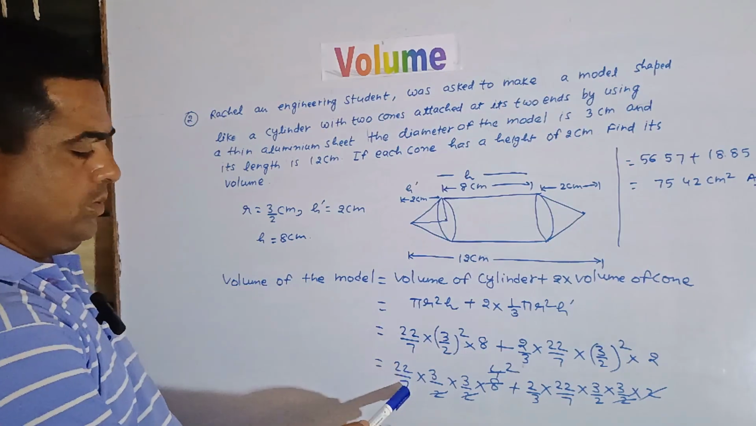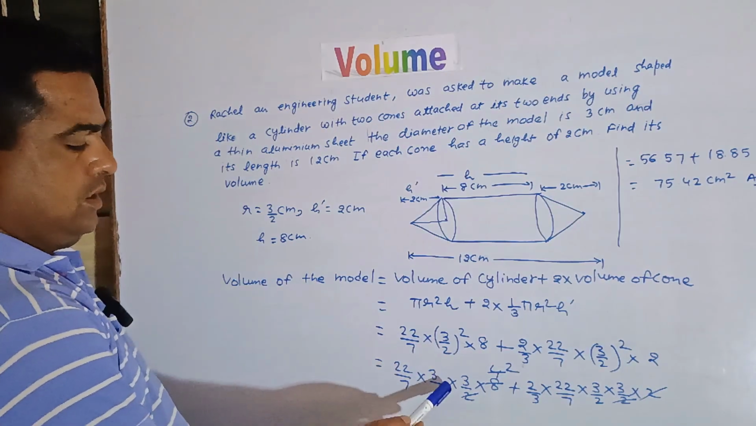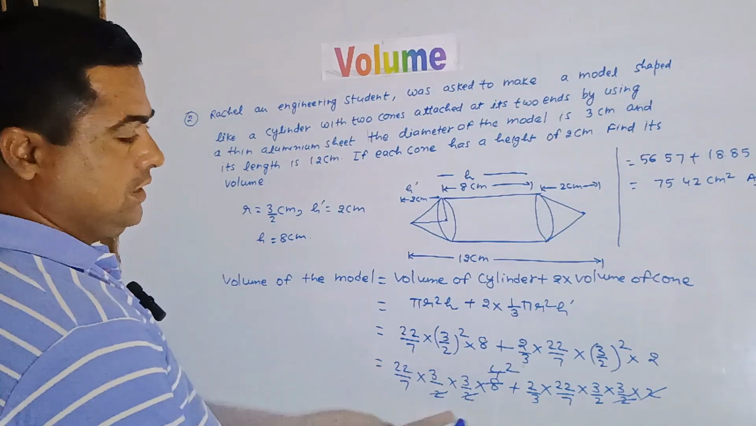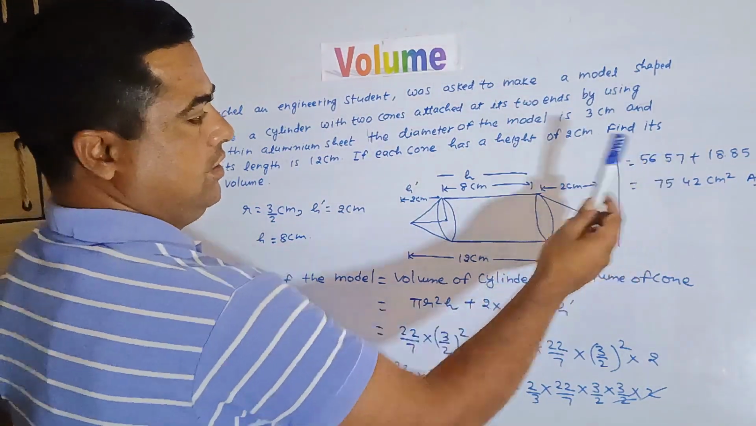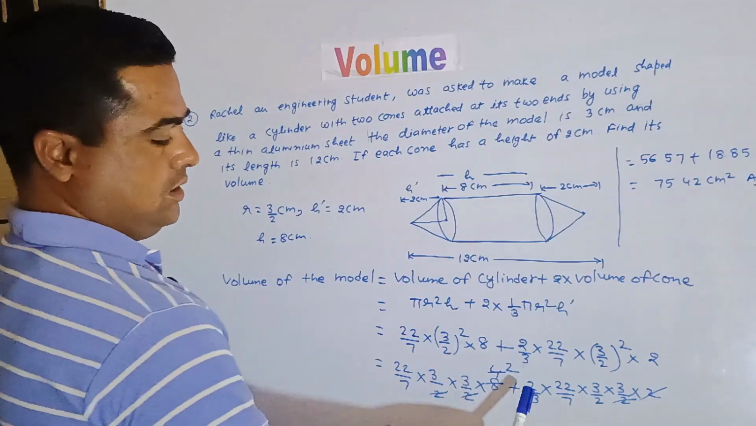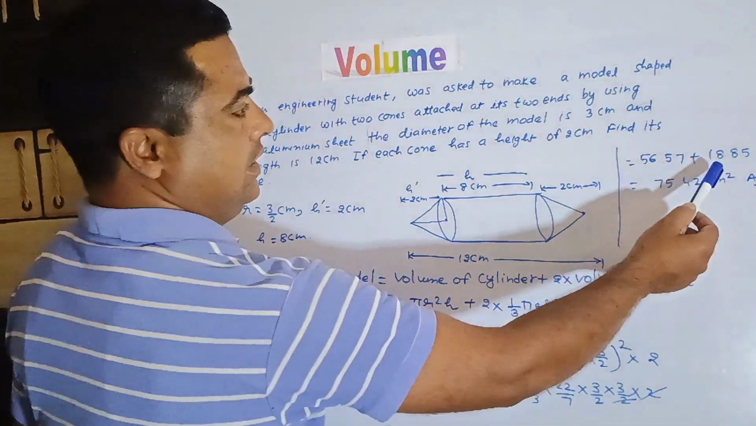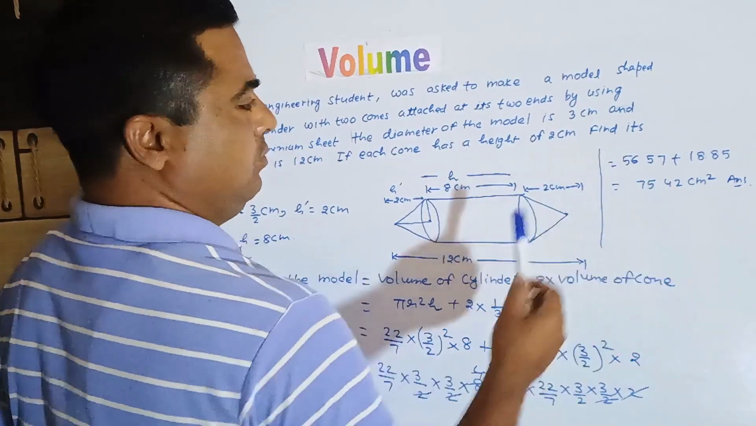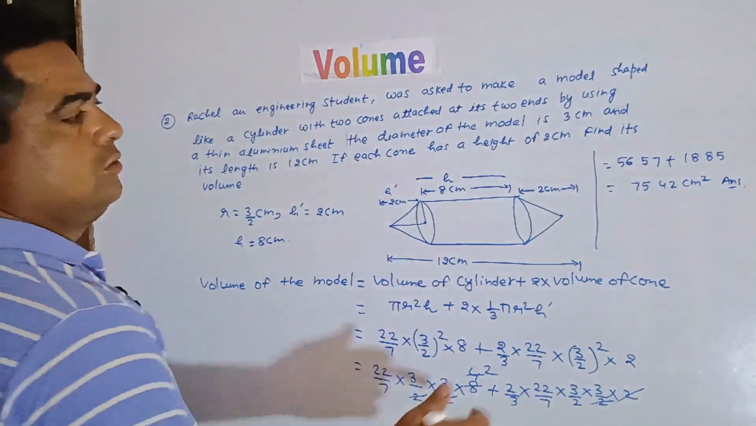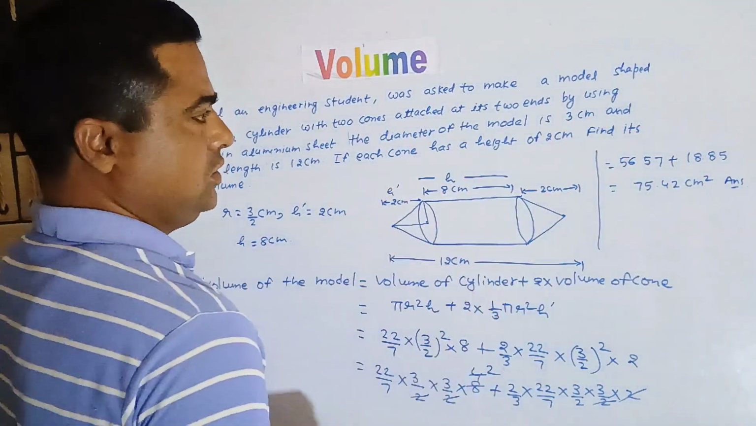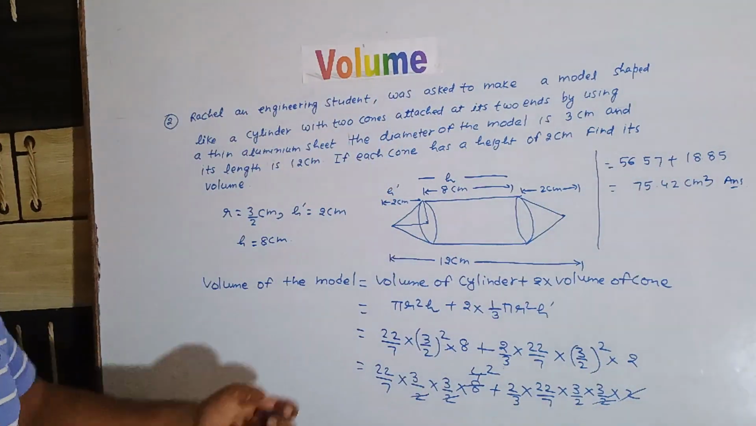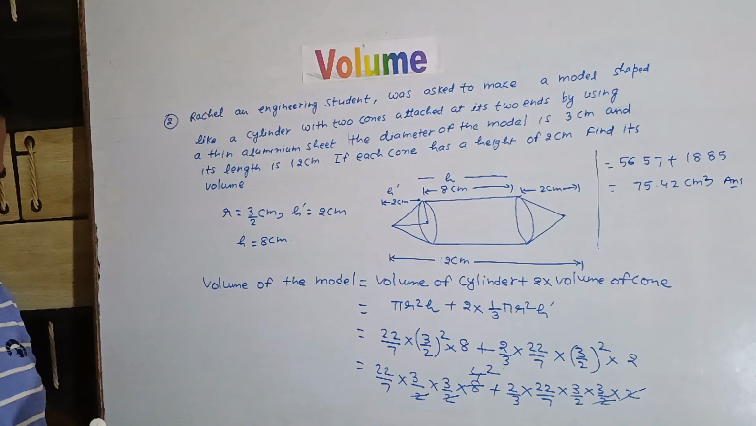Students, we have 22 by 7 into 3 by 2 into 3 by 2 multiply by 8. After solving this part, we will get here 56.57 plus, after solving this part, we will get here 18.85. You will add both, so you will get here 75.42 centimeter square. So this will be the volume, sorry, centimeter cube. This will be the volume of this model.